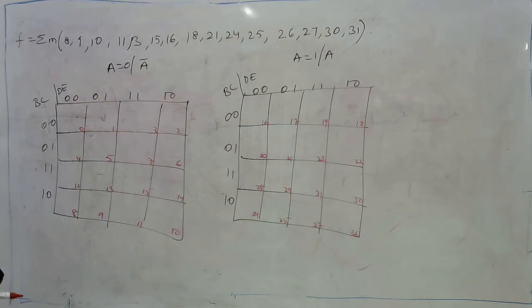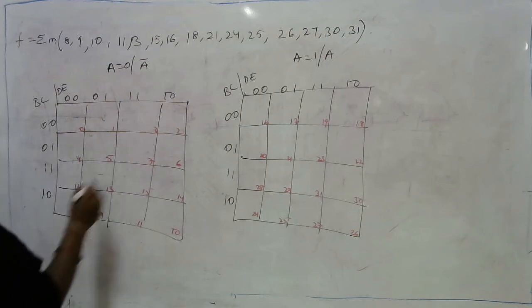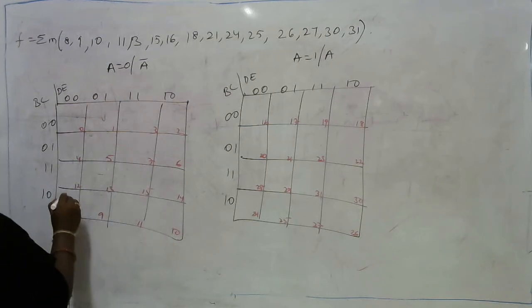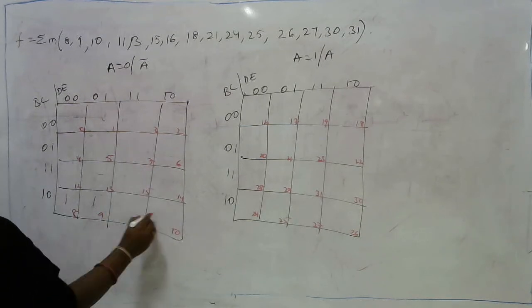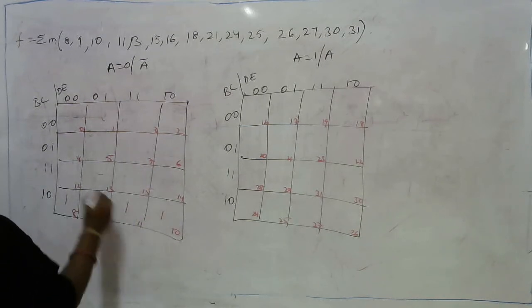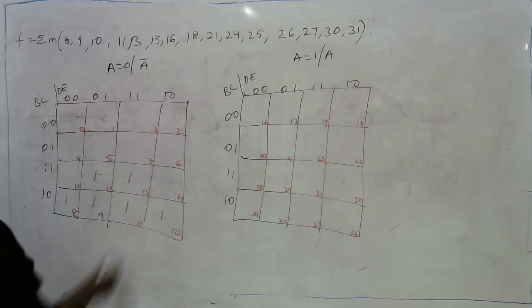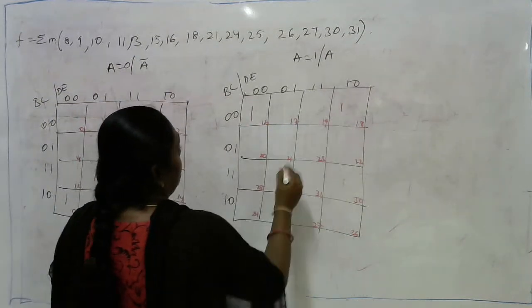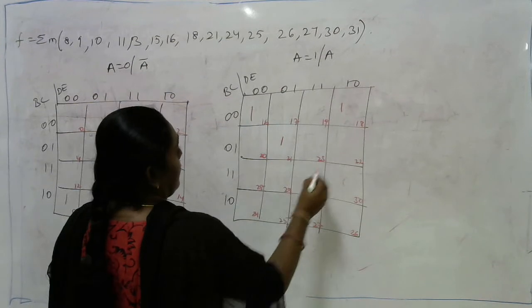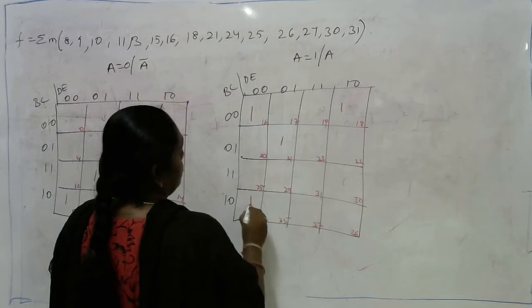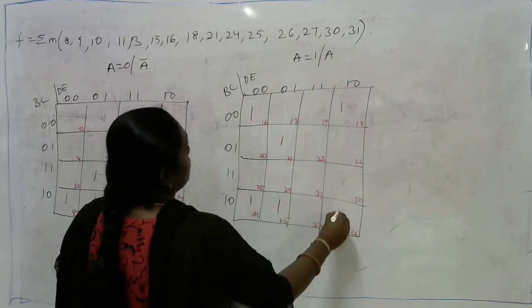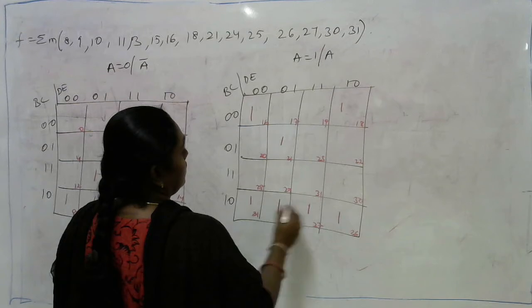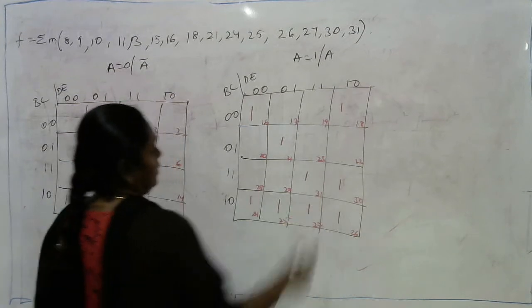Now, as the given expression is in the SOP form, just place ones over there. This is 8, 9, 10, 11, 13, 15, 16, 18, 21, 24, 25, 26, 27, 30, 31.